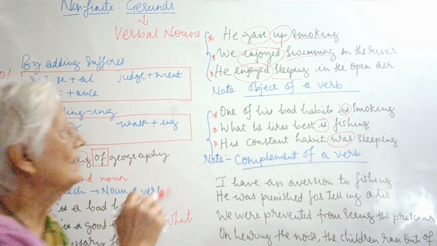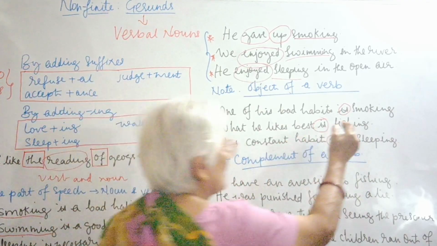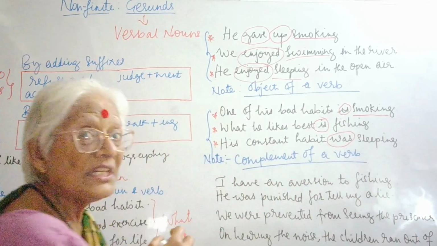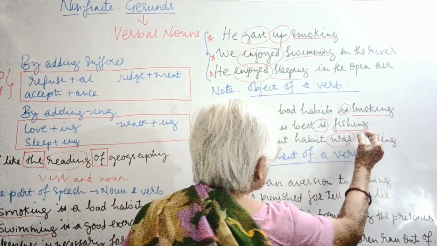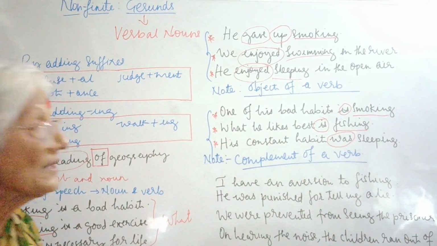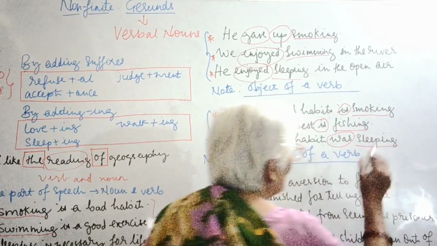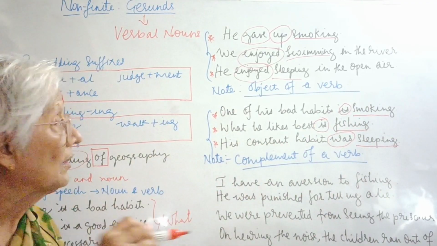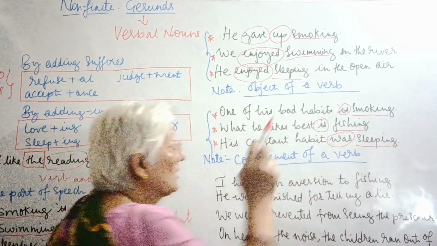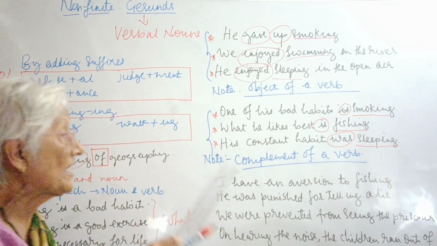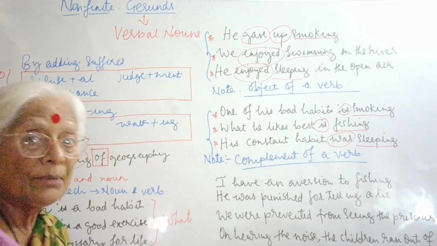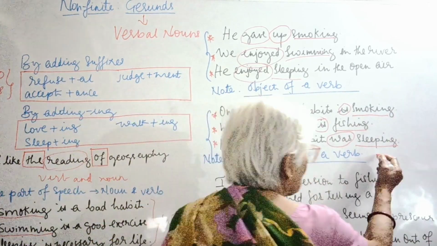So these are forms of the basic verb to be. Okay, so here, what habit? Smoking. What does he like best? Fishing. What is his constant habit? Sleeping. So all these answer the question what, but they are placed after the incomplete verbs. So therefore, gerunds can be complements of a verb of incomplete predication.